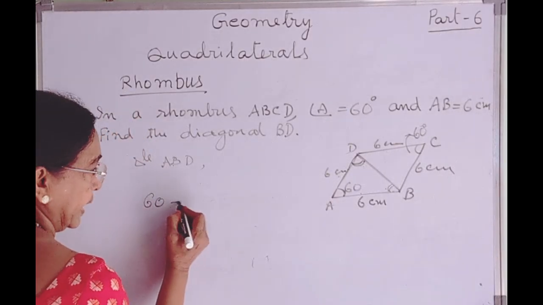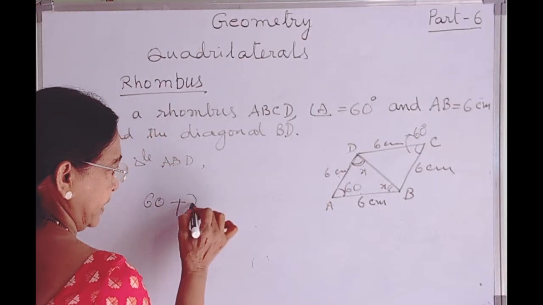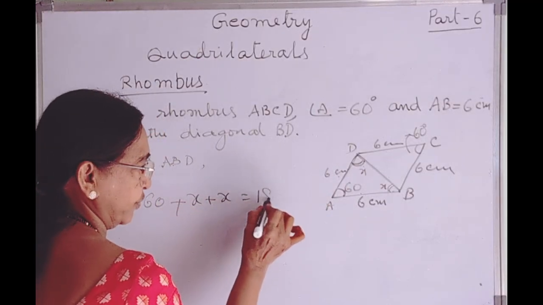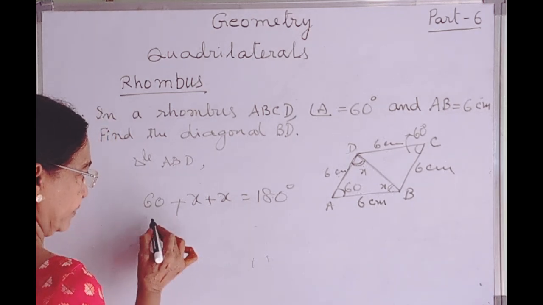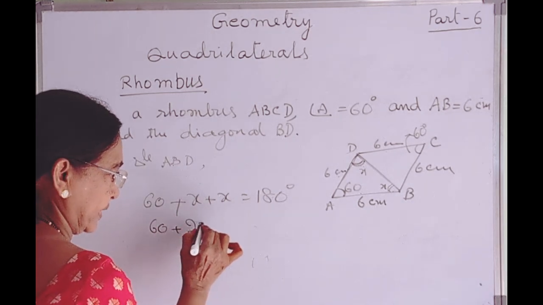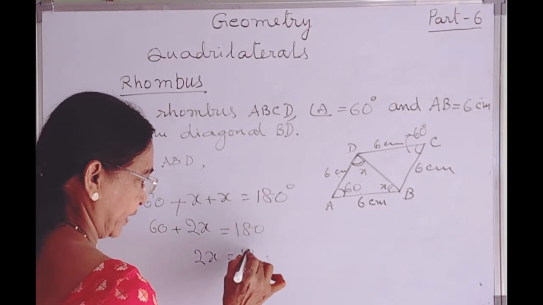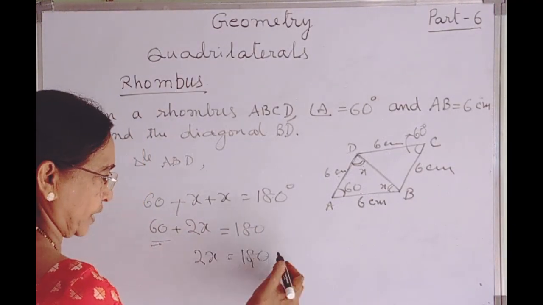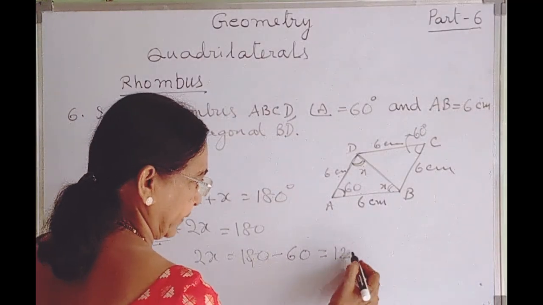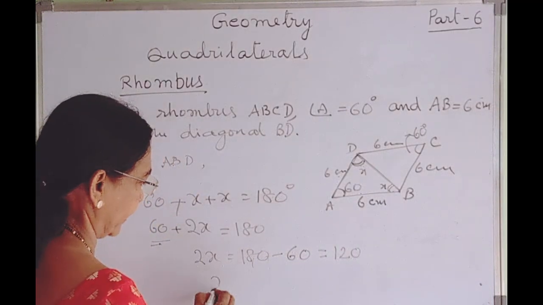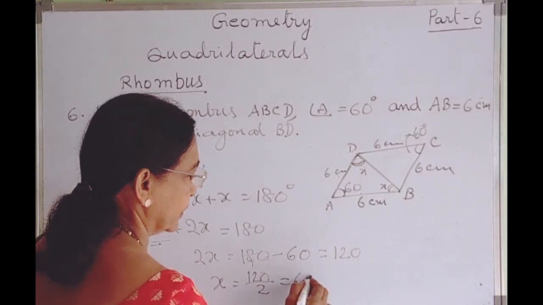So, 60 plus x plus x, let this angle be x and this is also equal to x. The sum of the angles in a triangle is 180. Therefore, 60 plus 2x is equal to 180. Taking this 60 to the other side, it becomes minus 60, which gives 120. 2x is equal to 120, or x is equal to 120 by 2, which is equal to 60.